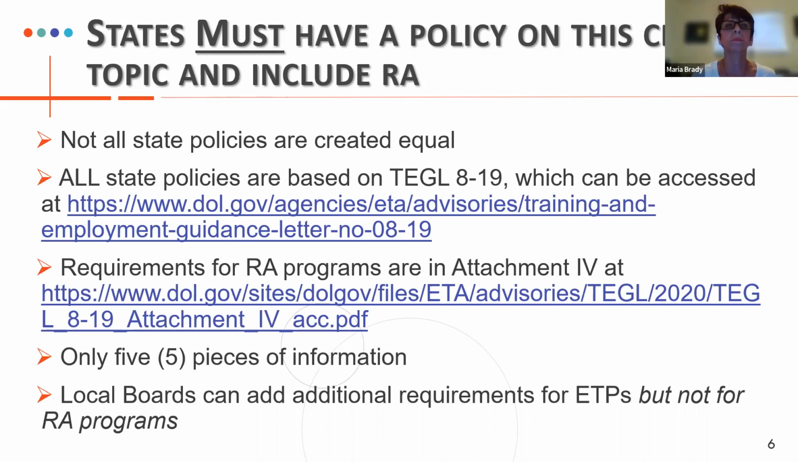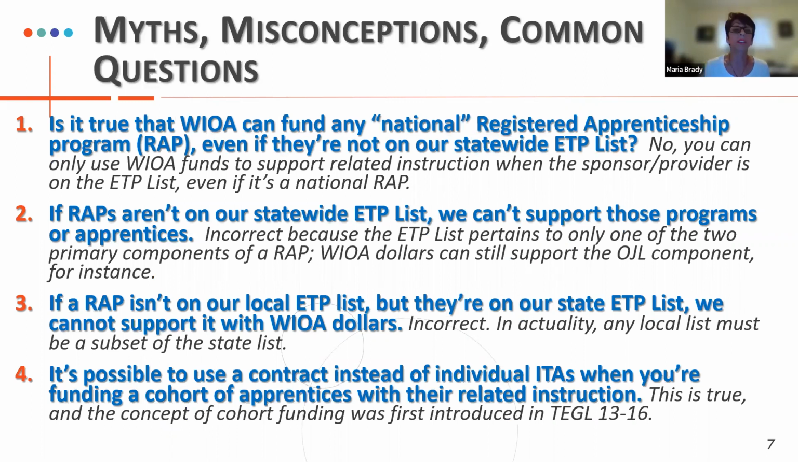So TEGL 8-19 pertains to the entire workforce system under Title I, but Attachment 4 pertains specifically to registered apprenticeship programs. And what it has in Attachment 4, it lists 5 pieces of information, and that's it. Local boards can add additional requirements for eligible training providers generally, like, for instance, requiring higher performance outcomes, but they cannot do that for registered apprenticeship programs. That's a big no-no. There are no additional requirements for registered apprenticeship programs. They're not subject to what we call initial eligibility, continued eligibility. They are automatically eligible.